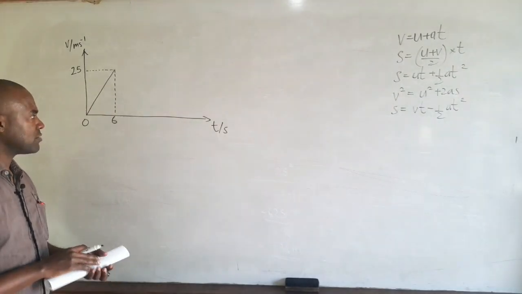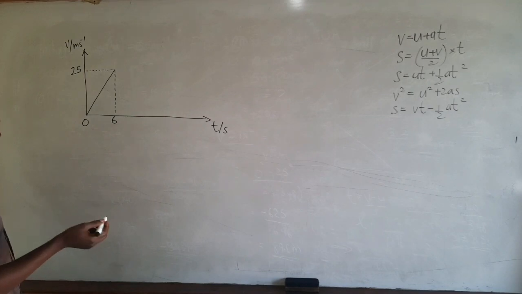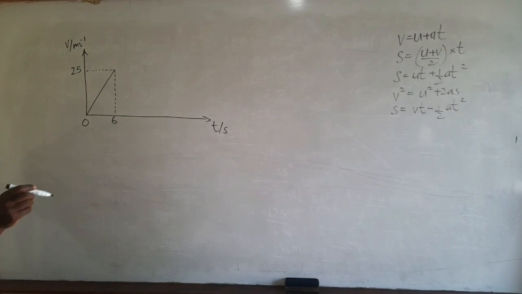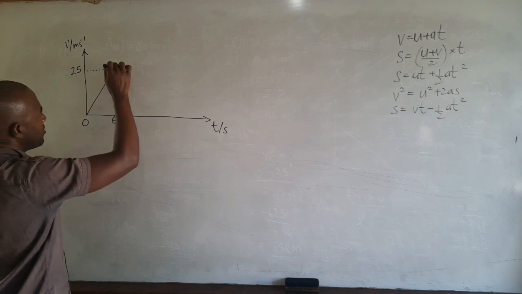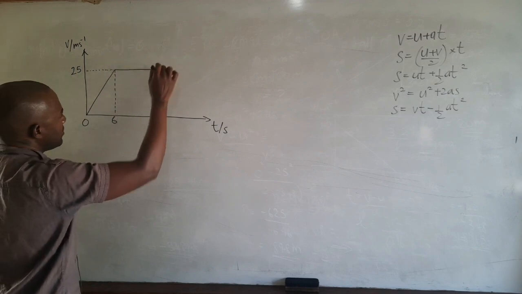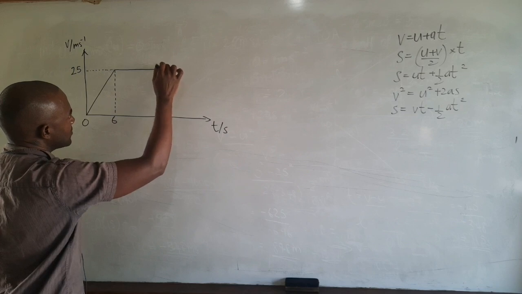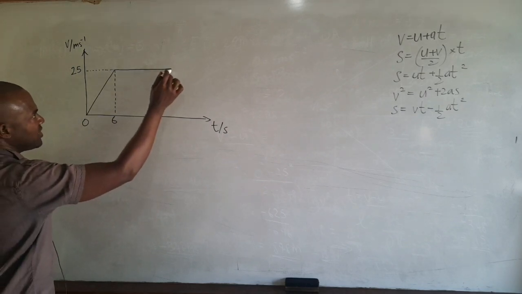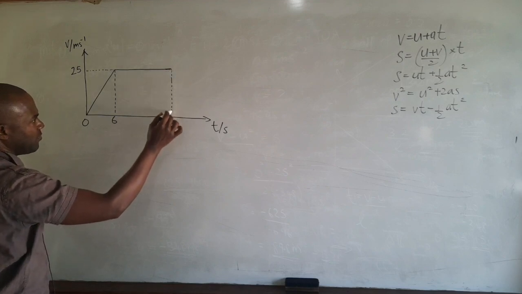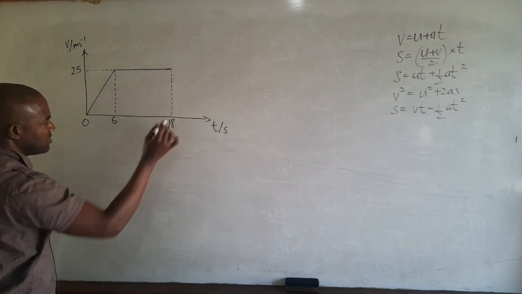The next piece of information we're told is that it then maintains this velocity for a further 12 seconds. So it maintains the velocity, which means that the velocity is constant and is represented by a horizontal line or a line parallel to the time axis. Right? It maintains this for a further 12 seconds, which means that this time would correspond to 18 seconds.